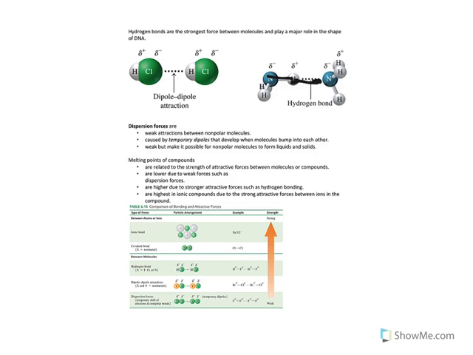Melting points are highest in ionic compounds due to the extremely strong attractive forces between the ions in a compound. Remember that in an ionic compound, you have a positively charged ion and a negatively charged ion. These bond very strongly due to their opposite charges.